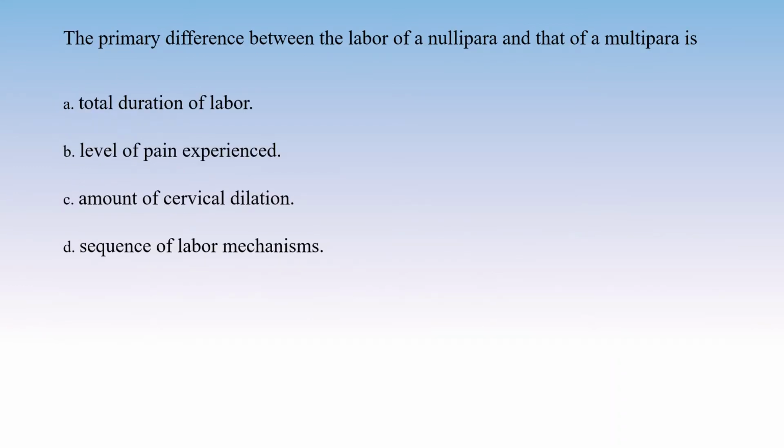The primary difference between the labor of a nullipara and that of a multipara is A. Total duration of labor. B. Level of pain experienced. C. Amount of cervical dilation. D. Sequence of labor mechanisms.